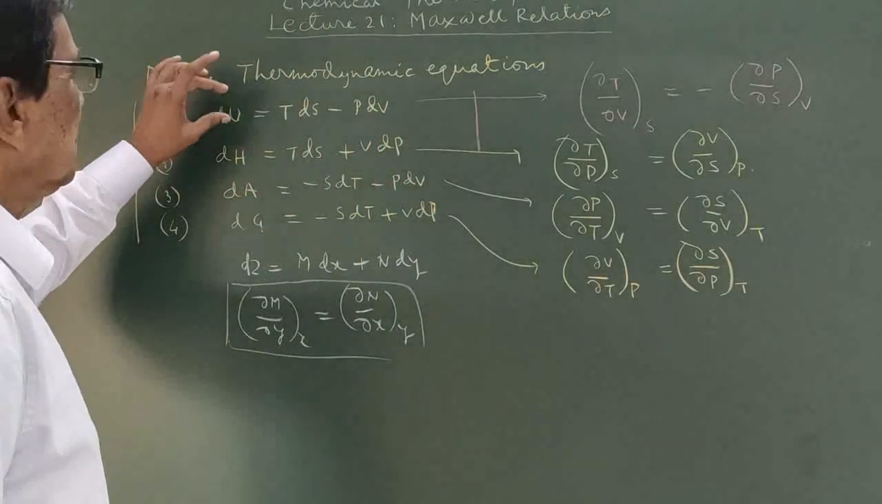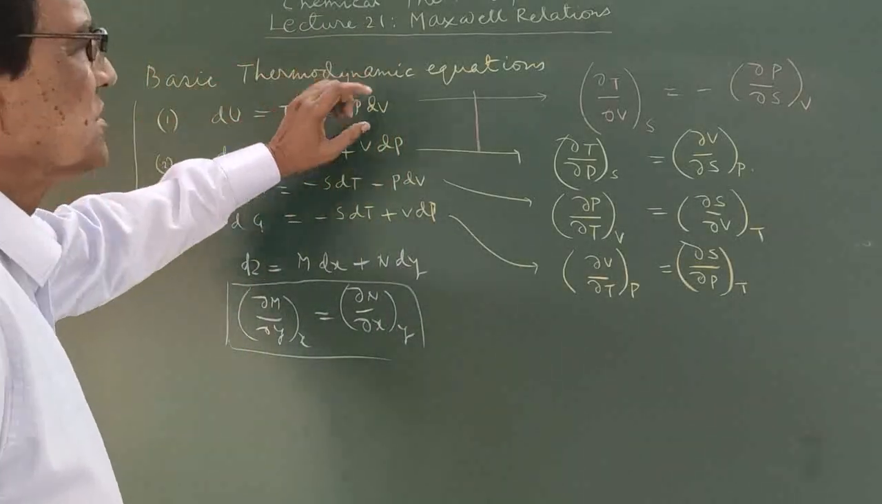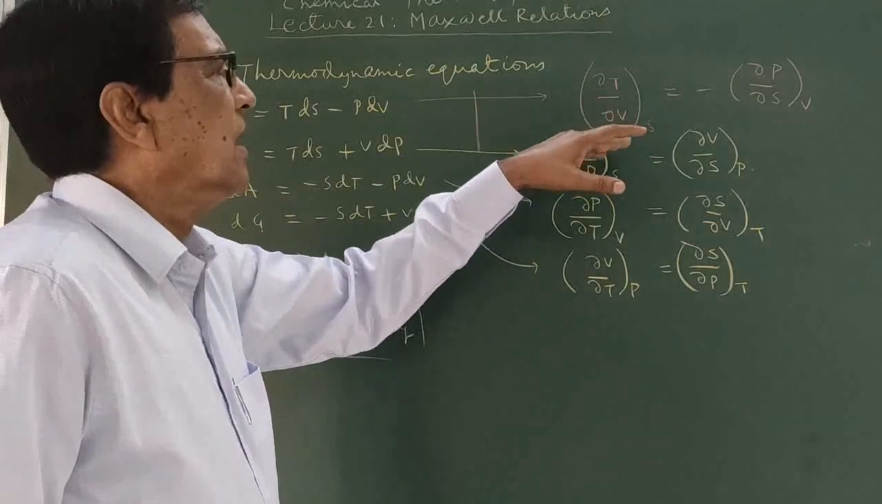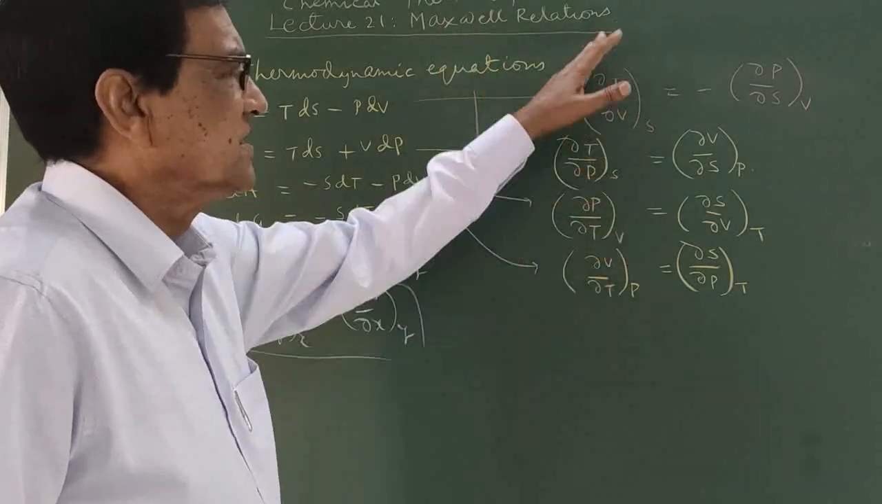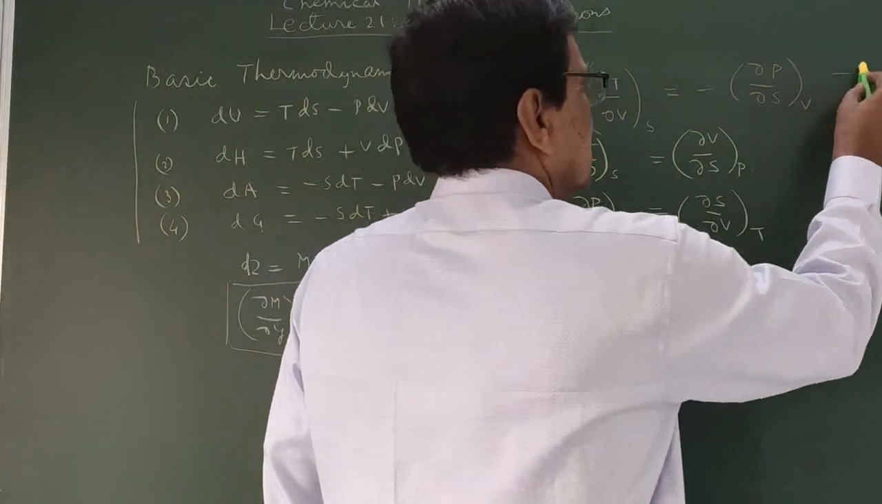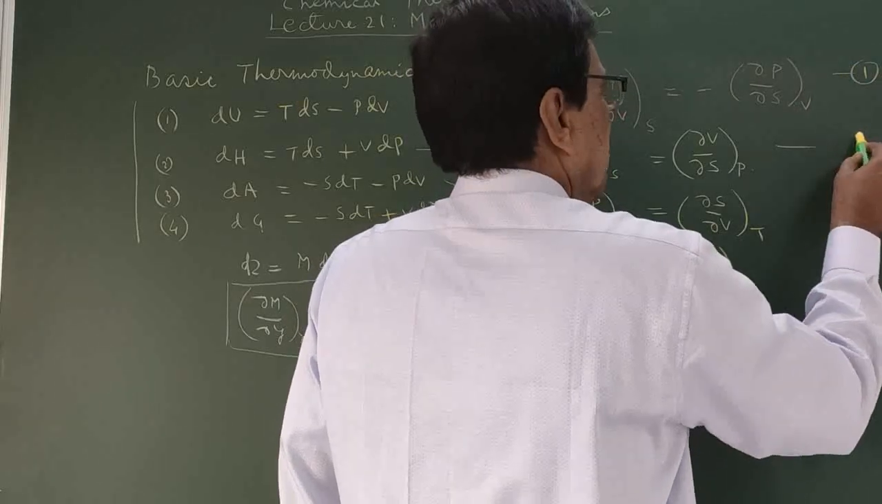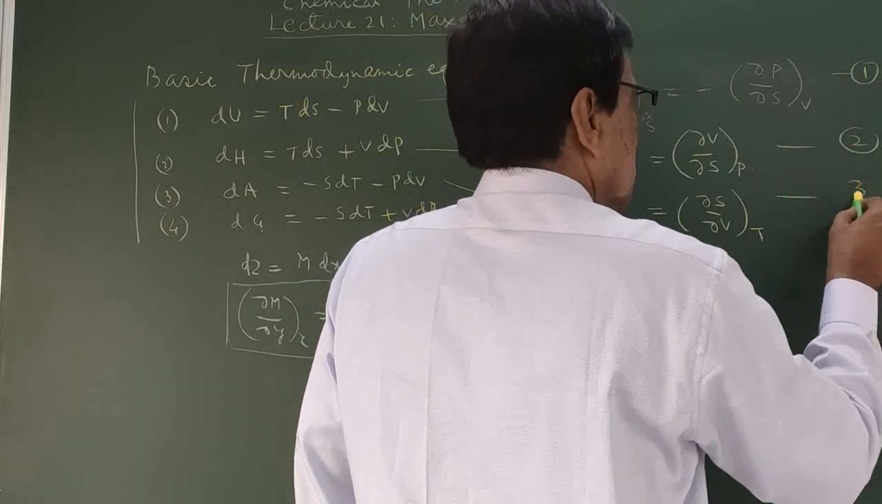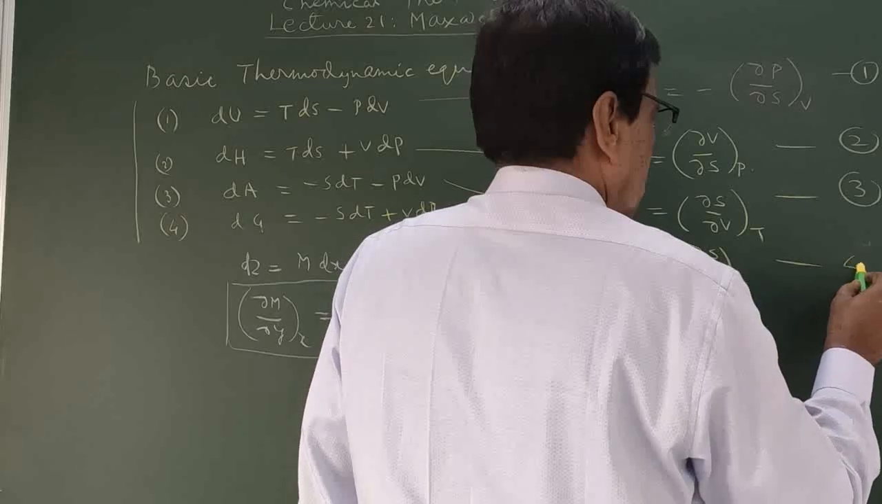Each basic thermodynamic equation gives rise to one Maxwell relation. So these are the four Maxwell relations. This is 1, this is 2, this is 3, and this is 4.